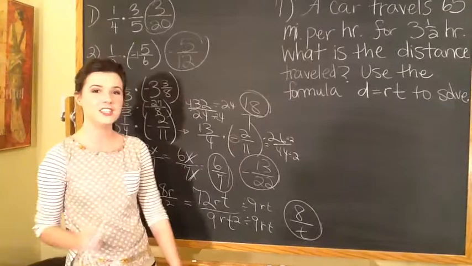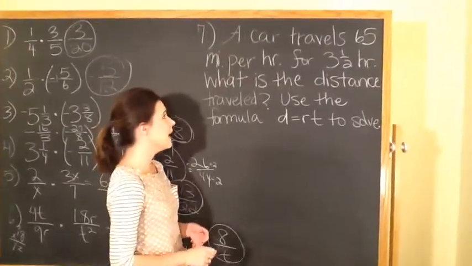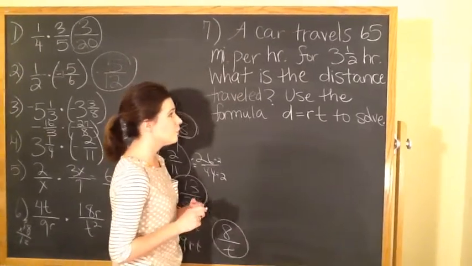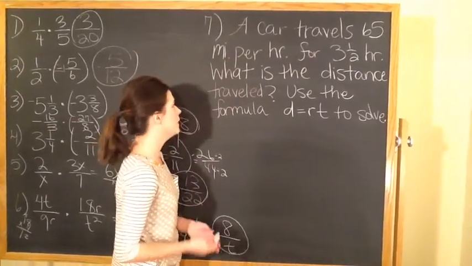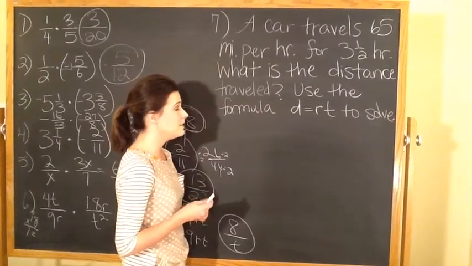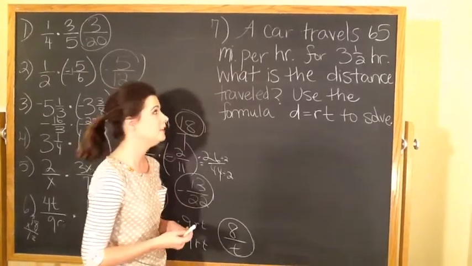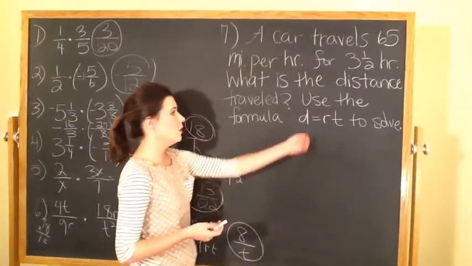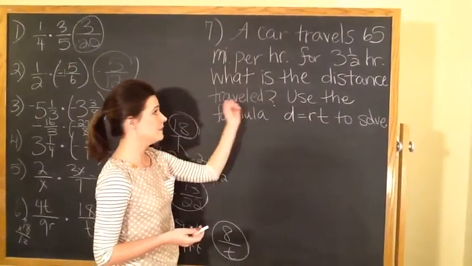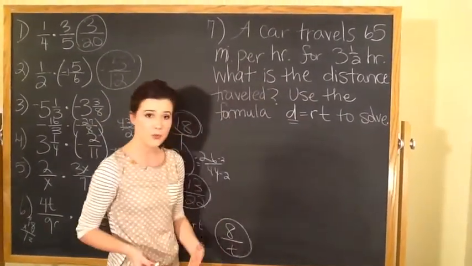All right, let's go ahead and do a word problem. It says a car travels 65 miles per hour for 3½ of an hour. What is the distance traveled? Use the formula d equals rt to solve. So let's go ahead and set up our equation. So first of all, do we know the distance? No, because it says what is the distance. So we know that this is what we're going to be solving for.